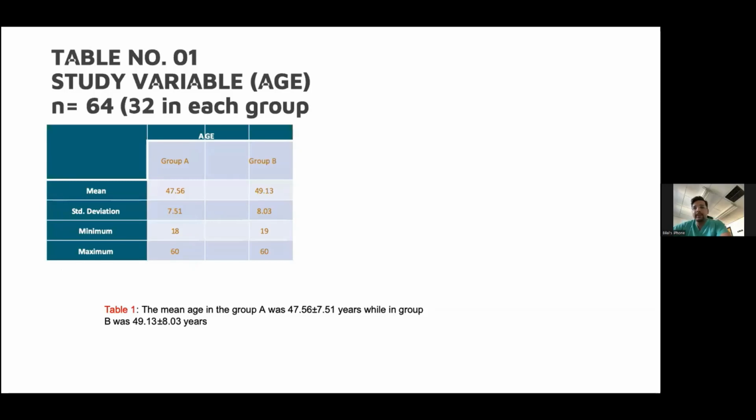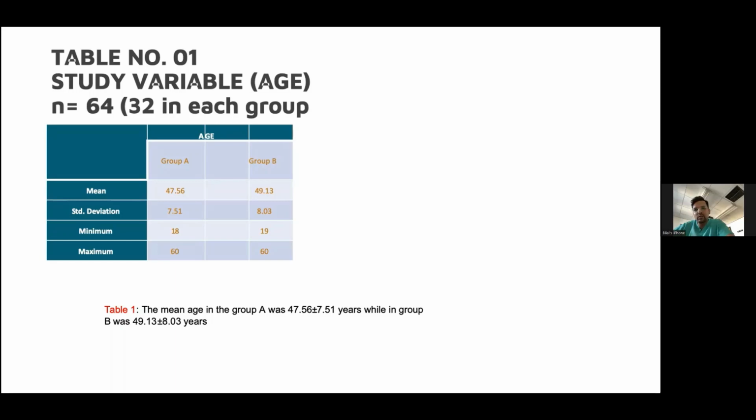Yes. These are the tables showing some variables, and the results are just below. Table number 1 shows the study variable age in both groups. We have divided them into 2 groups, each containing 32 individuals. In group A the mean age is 47 years, and in group B it is 49 years. So there is not much of a difference in age between the 2 groups.